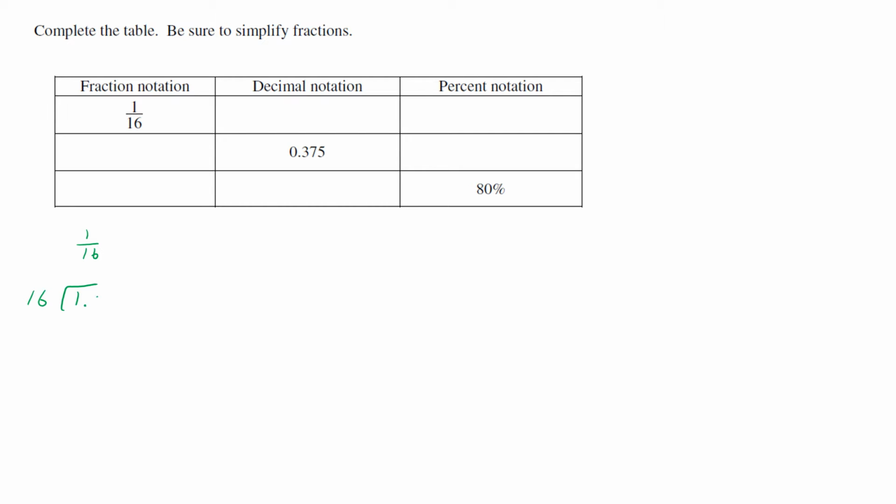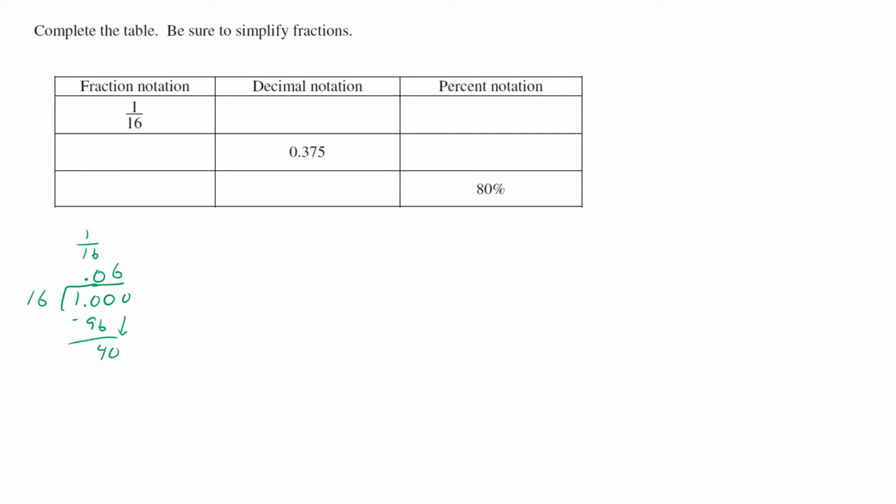16 won't go into 1, so I put a 0 there, placeholder. 16 also won't go into 10, so we need to put a 0 so we can go into 100, but we need to put a 0 above that. Multiply back. So let's see, 16 times 6, yep, that'll be 96. Multiply back, which gives us a 4. Bring down that 0 there.